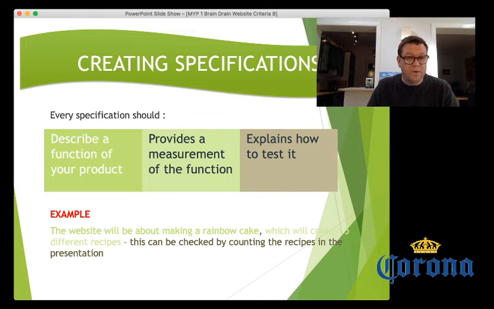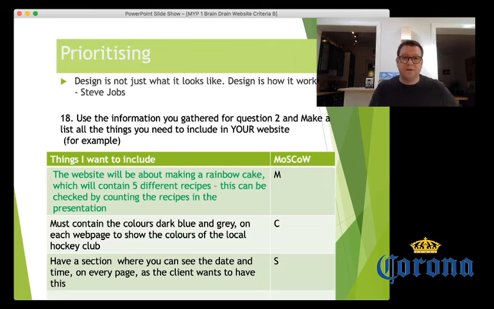So what we're going to ask you to do is come up with a bunch of specifications for your website, and also to add some kind of priority to them. So using the information you gathered for question 2, make a list of all the things you need to include in your website. You can see here I've got a few examples. One specification is it must contain the colors dark blue and grey on each web page to show the colors of the local hockey club, for example.